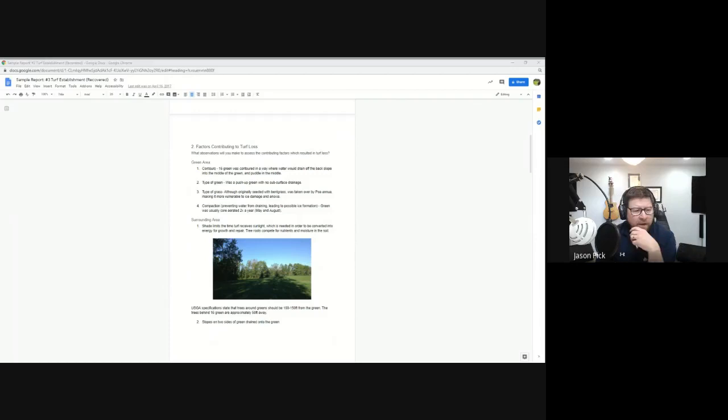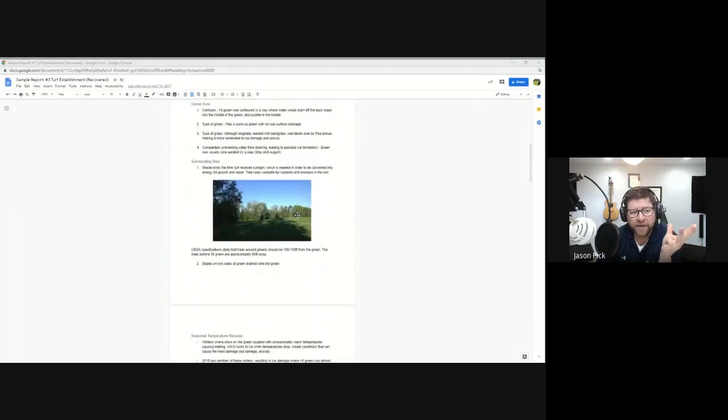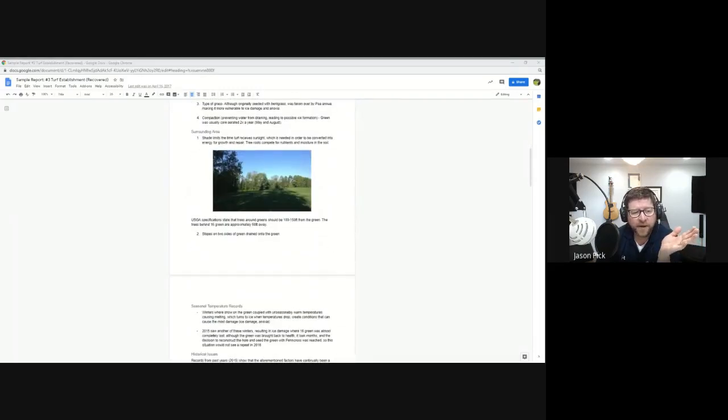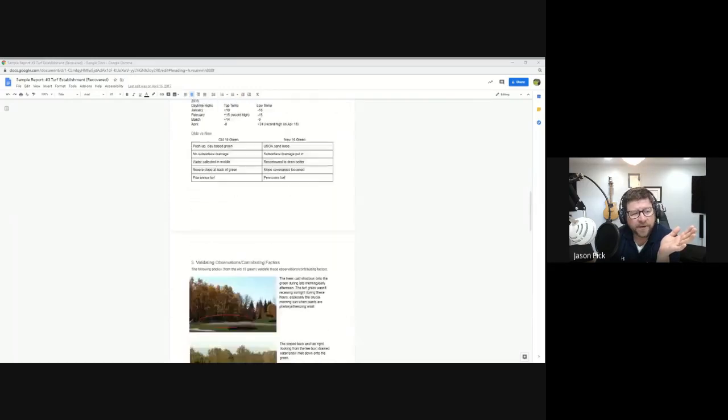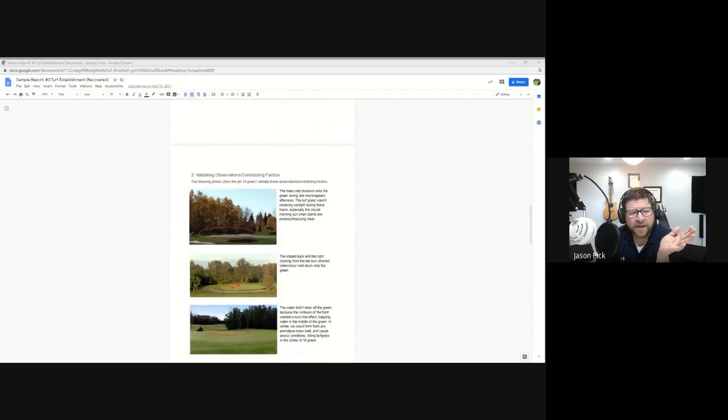Anyway, so factors contributing to turf loss. Alyssa went out and looked at green contours. She considered the type of green that it was, the type of grass, any compaction in the area, surrounding factors. She looked at slopes. She looked at seasonal temperatures, validating the observations or contributing factors.